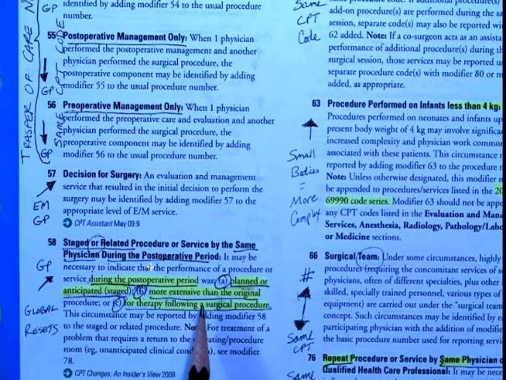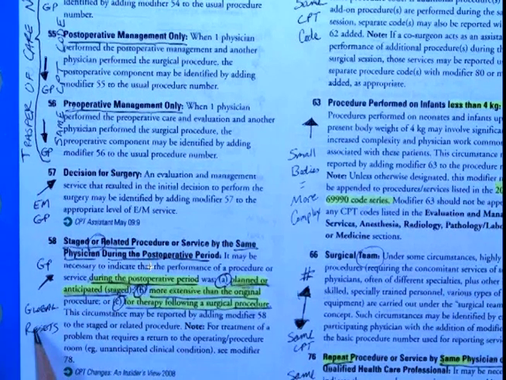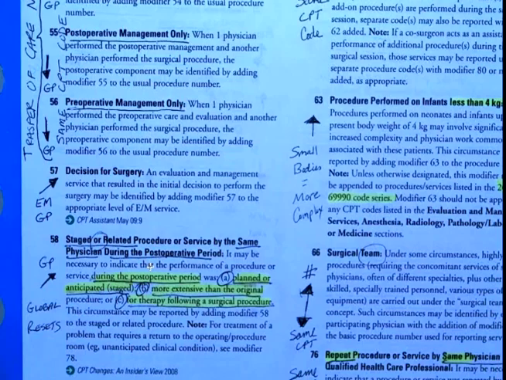Because what the payer will do, they'll say, oh, they're in a global period. They're going to bounce it back to you and say, everything's bundled in, you're in the global period. You need to put the modifier 58 on to say it's a related procedure, and that's why the global resets. So that's 58, and the other modifier was 76.